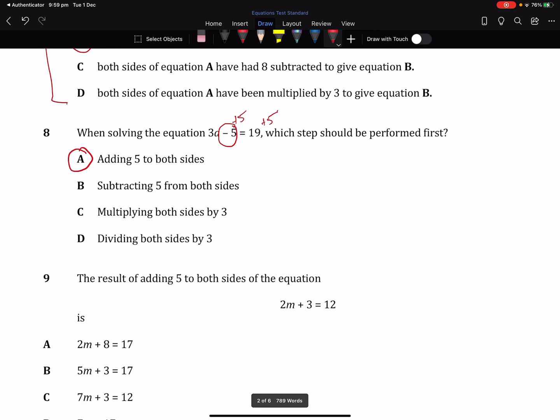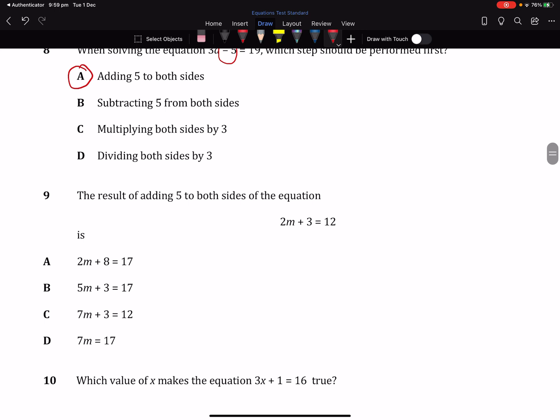Okay, question 9. The result of adding 5 to both sides of the equation is, so let's have a look at it. We're going to add 5. So I'll write it out, 2m plus 3, we've got here, plus another 5, okay, that's adding 5, is equal to 12 plus another 5. So we look at that, that's 2m plus 8, is equal to 12 plus 5 is 17. So which of those equations, of course, matches? And it is the first one here, which is A.